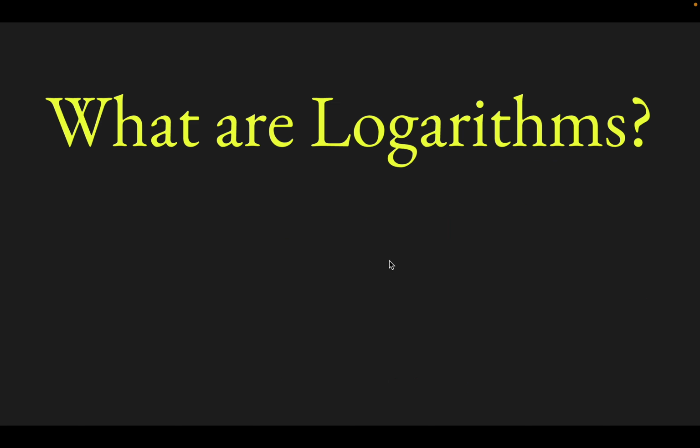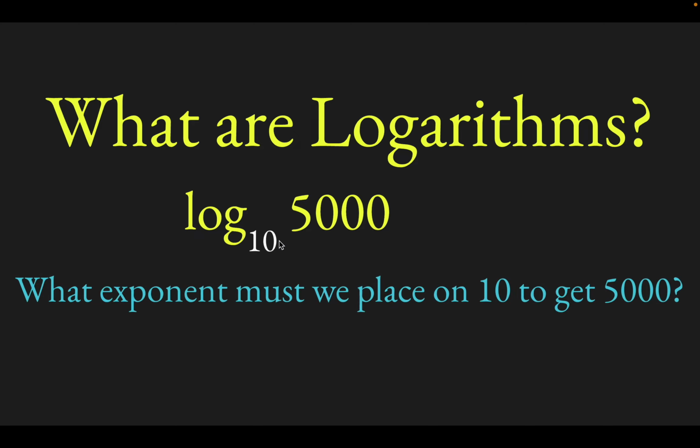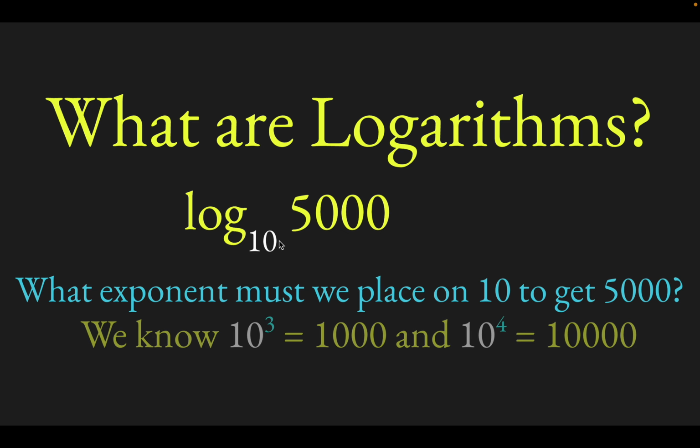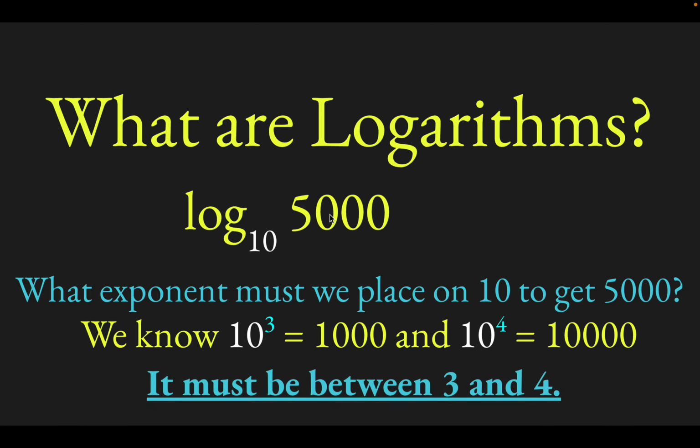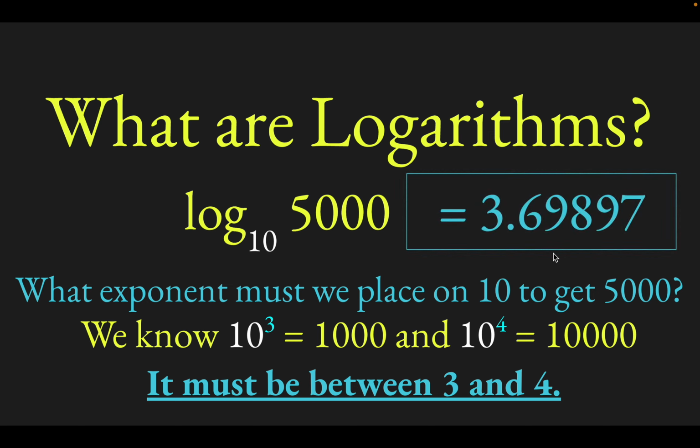So let's look at a couple examples. Say you have log base 10 of 5,000. So it's like, well, what exponent do we have to put on the 10 to get 5,000? Well, we know that 10 cubed is 1,000 and 10 to the 4th is 10,000. So what that means is log base 10 of 5,000 has to be somewhere between 3 and 4, because 5,000 is, well, between 1,000 and 10,000. And it turns out if you punch that into a calculator, you do get between 3 and 4. You get 3.69897 if you round to that digit, I guess. So that came from the calculator.